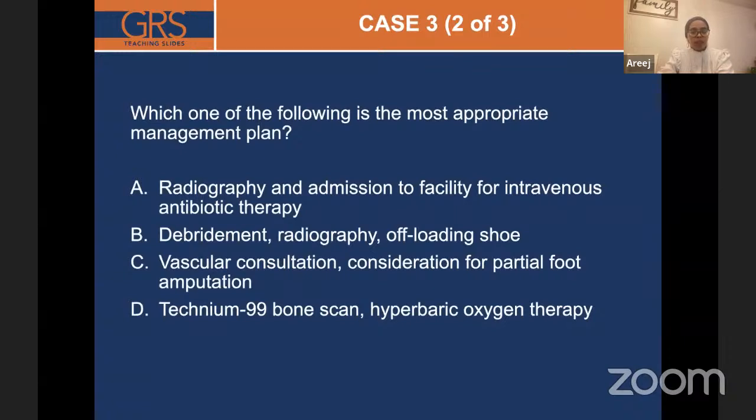A, radiography and admission to facility for intravenous antibiotic therapy, debridement, radiology, and an offloading shoe, vascular consultation, consideration for partial foot amputation; or technetium-99 bone scan, hyperbaric oxygen therapy. What do you think, guys?